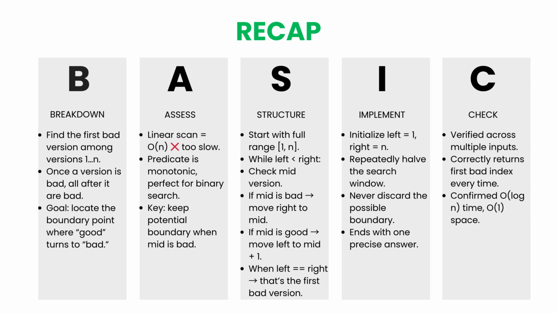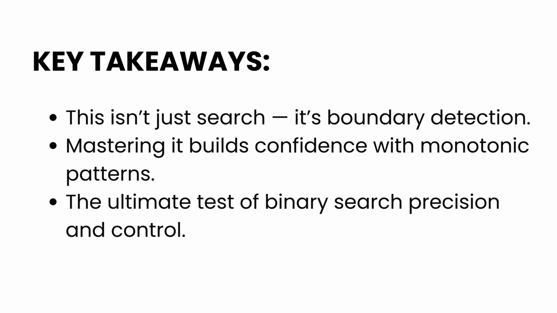Check recap. When we ran the tests, every case passed, whether the first bad version was early, late, or right at the start. The function consistently returned the correct index with O(log n) time and O(1) space, just as expected. The big takeaway? Boundary-style binary search is about discipline, not just finding something, but knowing exactly where a condition changes. Mastering this pattern builds the confidence and accuracy the top interviews are designed to test.